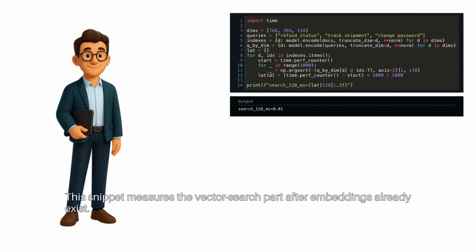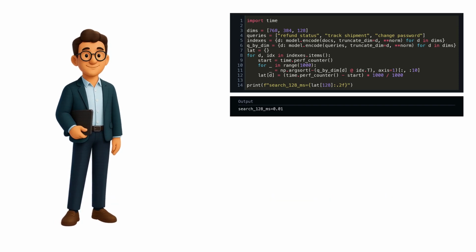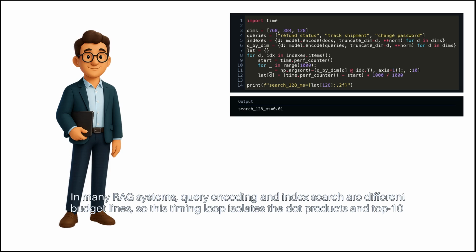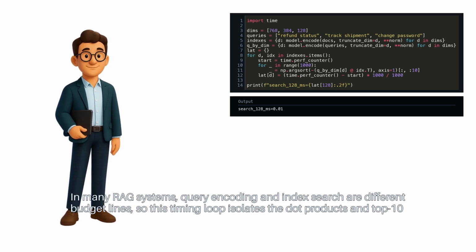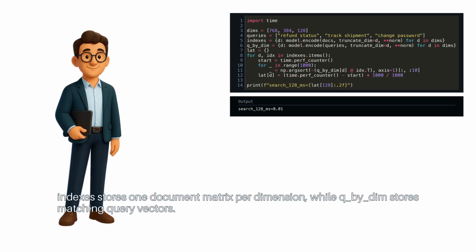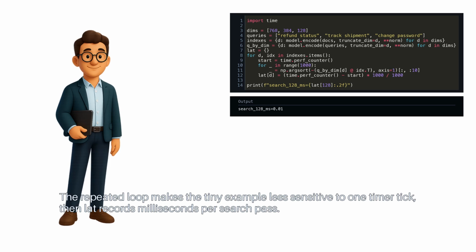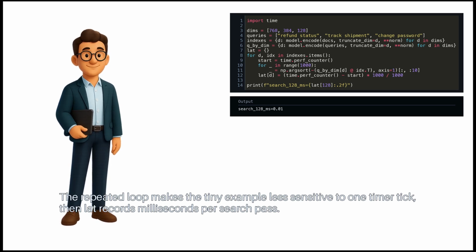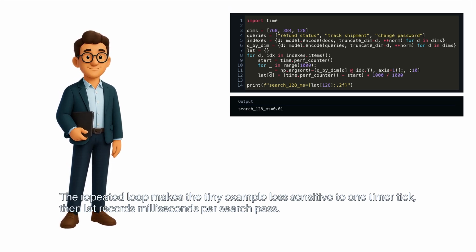This snippet measures the vector search part after embeddings already exist. In many RAG systems, query encoding and index search are different budget lines. So this timing group isolates the dot products and top 10 selection. indexes stores one document matrix per dimension, while q_by_dim stores matching query vectors. The repeated loop makes the tiny example less sensitive to one timer tick.